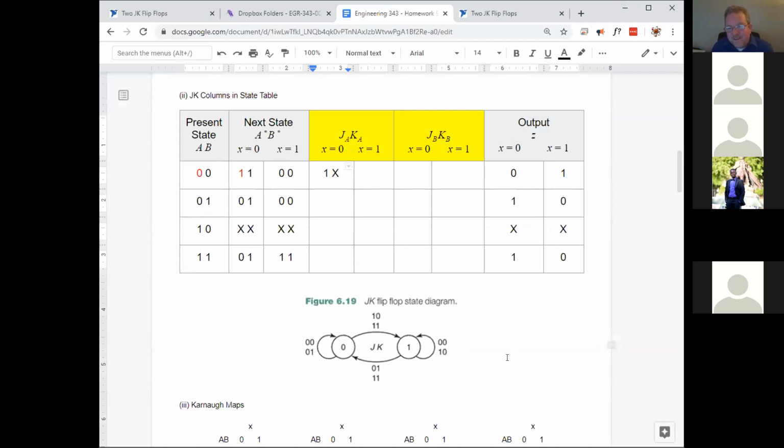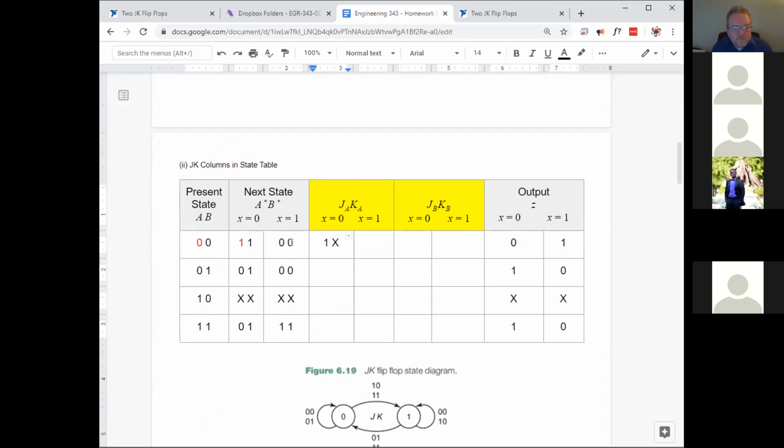Now, why did I do that? Does anybody grasp why I put 1X there for the value of JA and KA if X is equal to 0? Because it doesn't matter. It doesn't matter about the value of K, that is correct. It matters about the value of J, which is basically saying set. That's why it's over here like this. And the 1, 1 basically means toggle, so that's why you see it down here as well. It's a little bit challenging to explain this, but hopefully y'all will be able to get this.